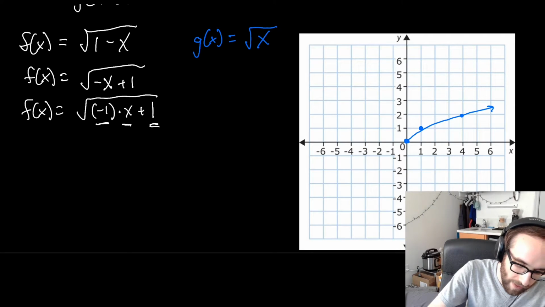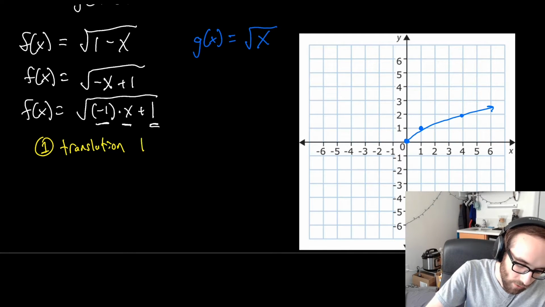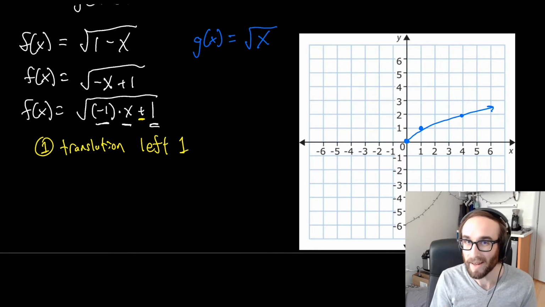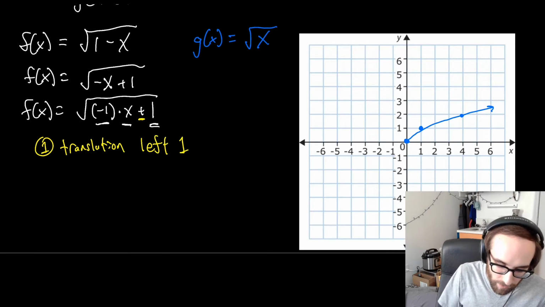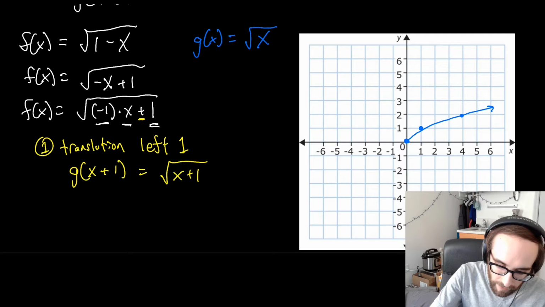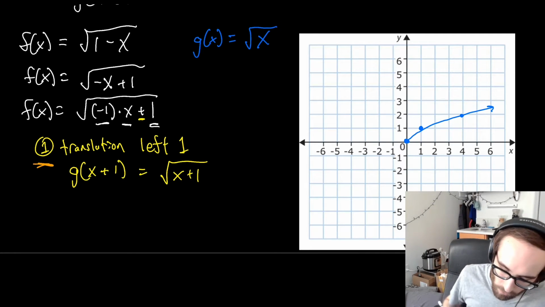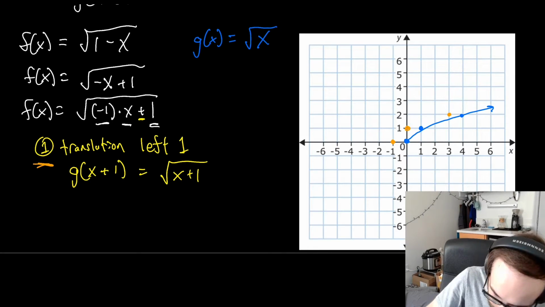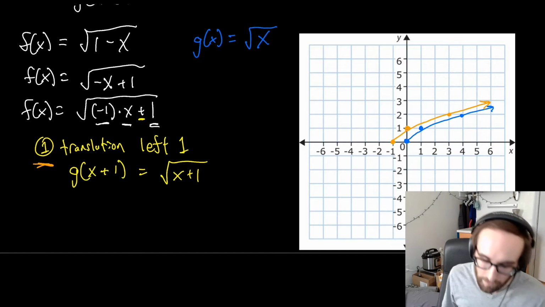So to start off, we're looking at a translation or a shift to the left 1. And again, it's the opposite of what we see on the inside. We have -1x minus -1. So translation to the left 1. In other words, we're taking g of (x minus -1), which is g of x plus 1, giving us the square root of x plus 1. And if we were to graph that, let's graph this in orange, we're just moving everything to the left 1. So our graph looks like this. Same exact shape, just moved over to the left 1.